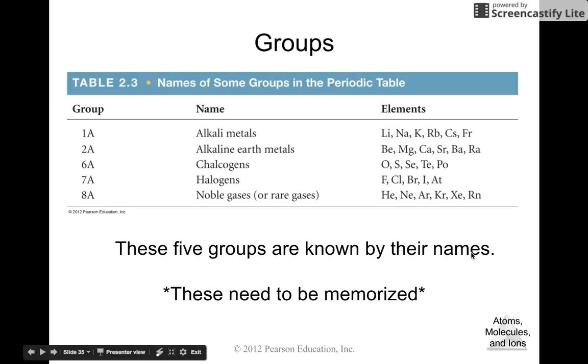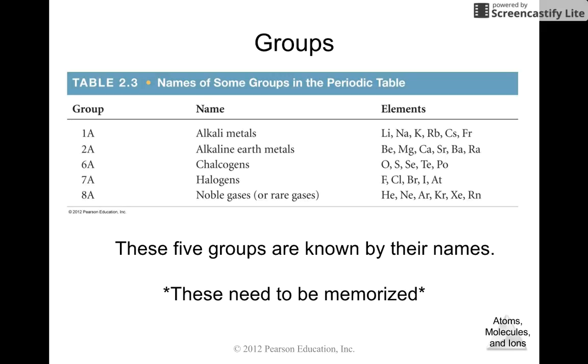These are some of the notable groups on the periodic table. These are groups that you'll need to memorize. So you memorized this in 9th grade. Hopefully this is all coming back to you. Group 1A is the alkali metals, very, very reactive, 1 electron. Group 2 is the alkaline earth metals, not as reactive, 2 electrons. Those are the metals that you need to memorize.